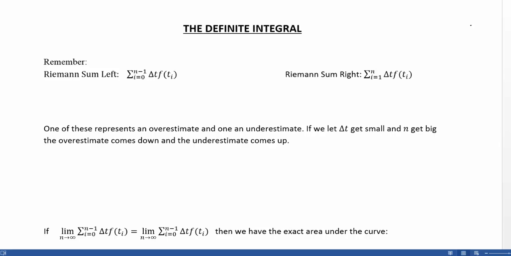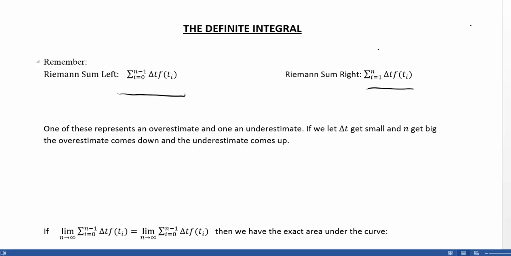As a reminder, the left-hand side Riemann sum is the sum seen here that goes from 0 to n minus 1 of delta t f of t sub i. The right-hand Riemann sum looks exactly the same, except that our index bounds go from 1 to n. So that's how we determined that we could succinctly write a generalized function for area under the curve for a left-hand estimate and a right-hand estimate.